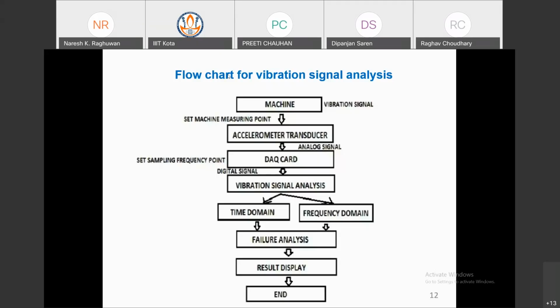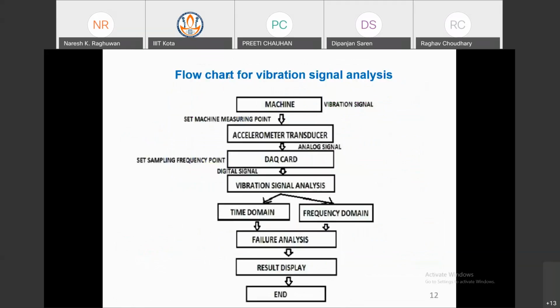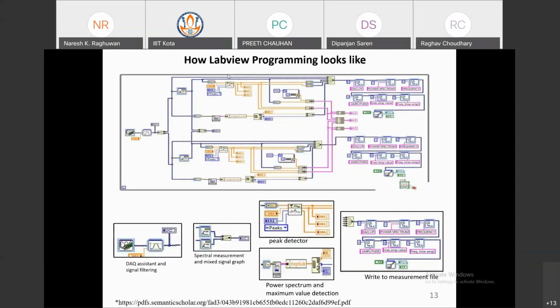So this flow chart, I think, will show how you are doing the fault diagnosis, how you are measuring the vibrations, how you are displaying the fault in the machine. Okay, this workshop is also on LabVIEW programming. So if you are considering, suppose, some data acquisition card is there, you have to do some graphical programming in the LabVIEW.